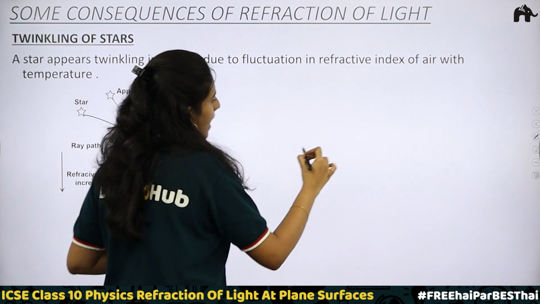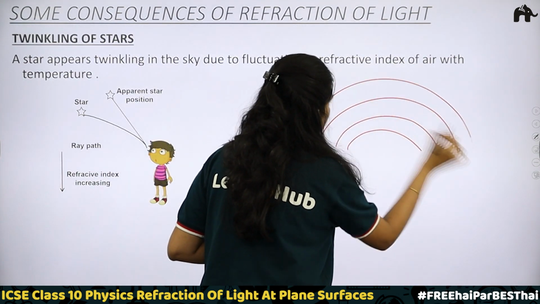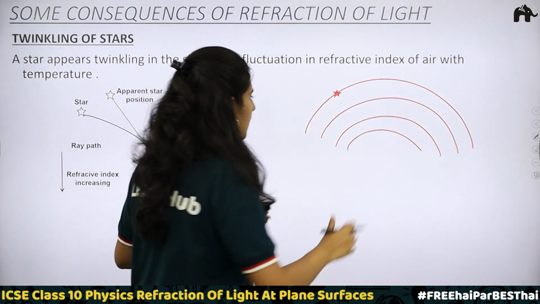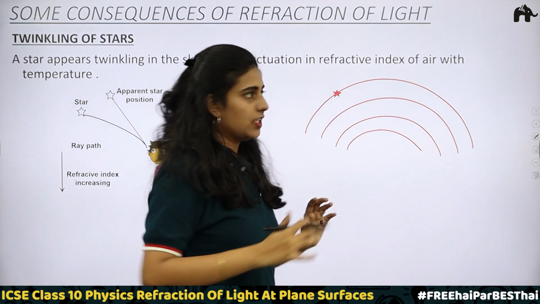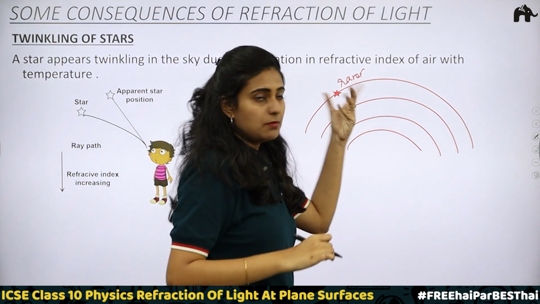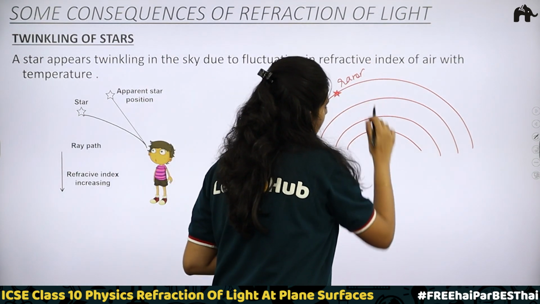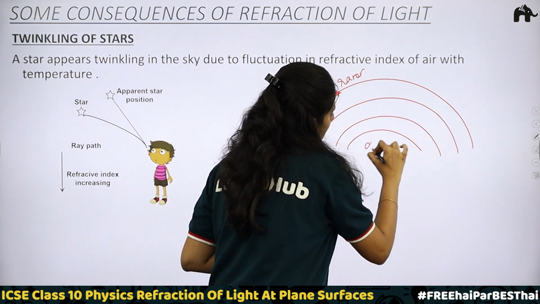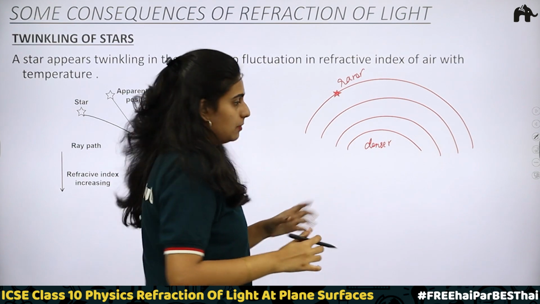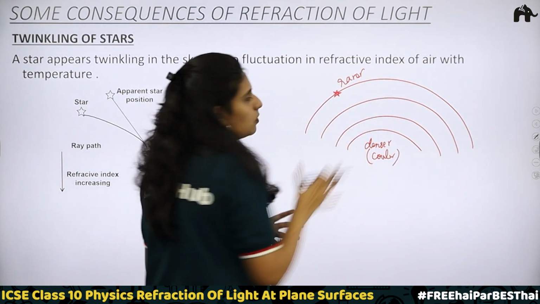When you take the atmosphere, the atmosphere has different layers. Let's say this is the actual position of the star. When you consider the atmosphere, at the upper layers there will be a rarer medium, or the density will be less, and the bottom layers will have more density. Here we'll have the denser medium. That is, this part will be cooler compared to the topmost layers.